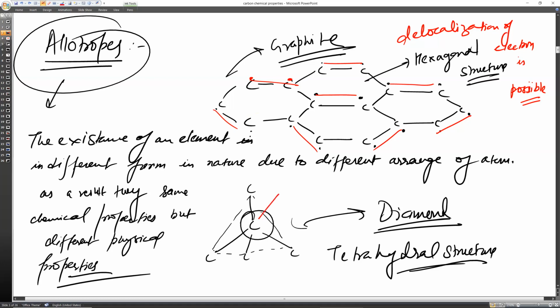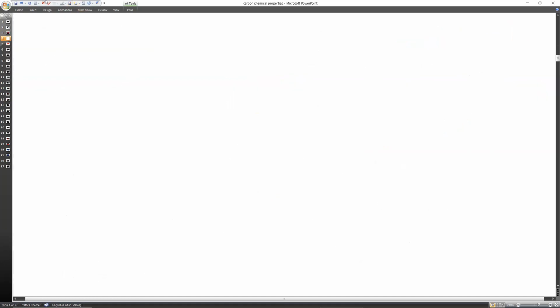Similarly, if I talk about why diamond is hard, this is a specialty of the tetrahedral structure. In the tetrahedral structure, each carbon atom is bonded with equal bond angles, that is 109.5 degrees. The bond angle between this one is 109.5 degrees, the bond angle between this one is 109.5 degrees. All the carbon atoms are arranged this way.